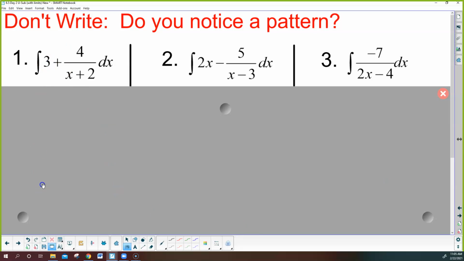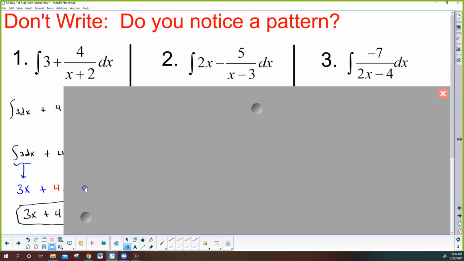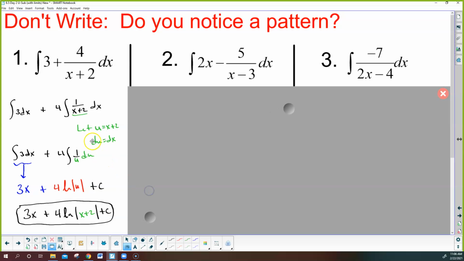So what I did was I actually worked through these, and you can kind of see they're almost all similar, right? I've got 3 plus 4 over x plus 2. Well, I've got a fraction here and a fraction here, and in those fractions, all it is is a polynomial in the bottom. So watch what happens and see what we got here. So I'm going to show you the first one.